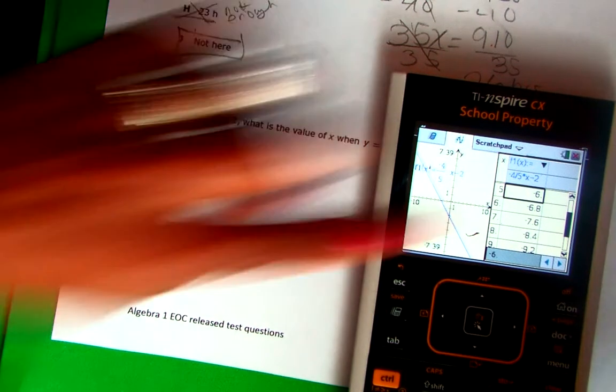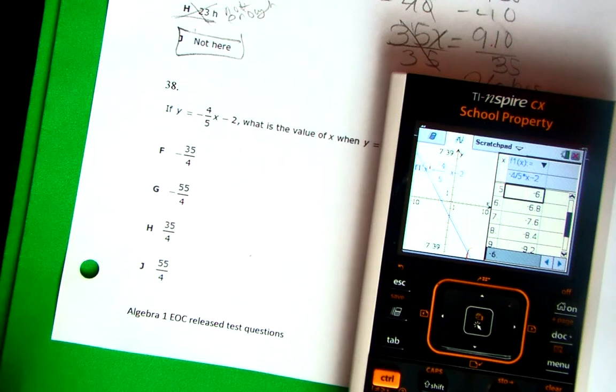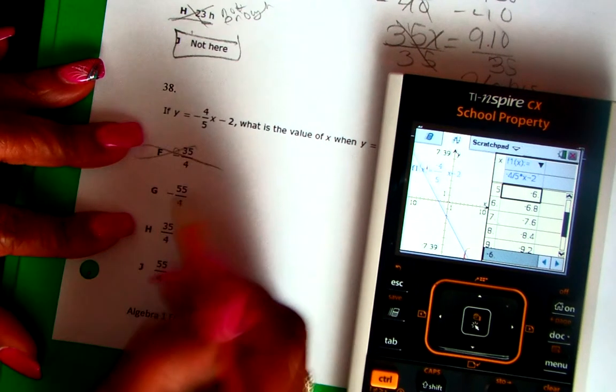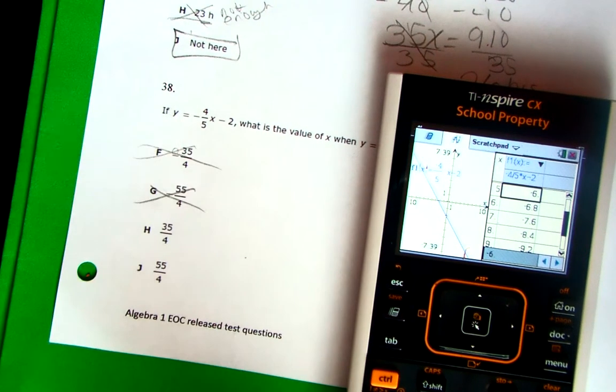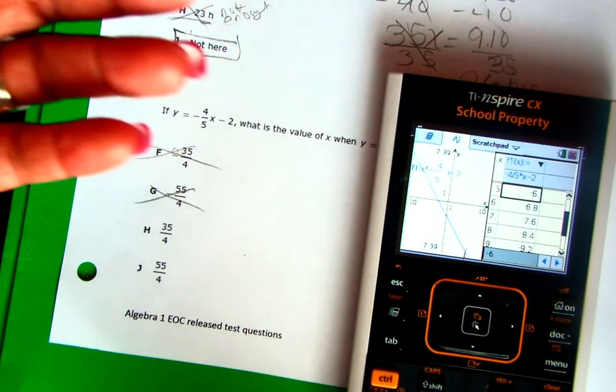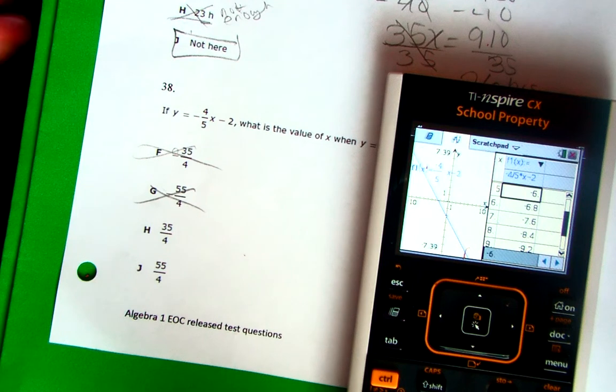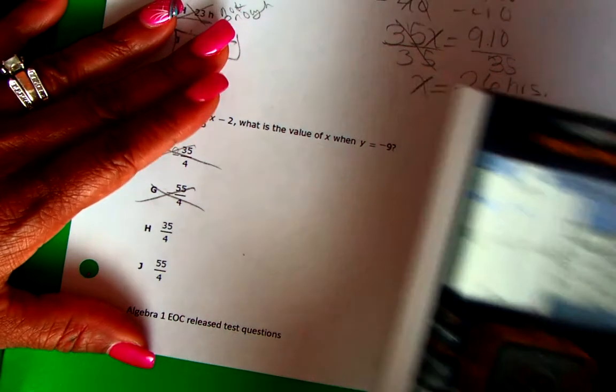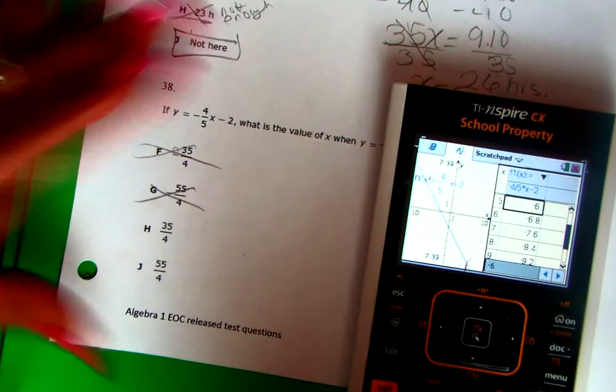You can ask yourself what is between 8 and 9. You know it's positive, so you know it's not negative. So you know it's not going to be F or G. You know it's going to be between H and J, and you know the number is between 8 and 9.